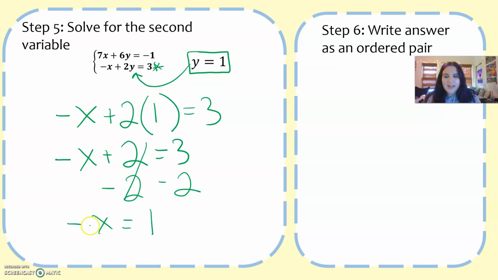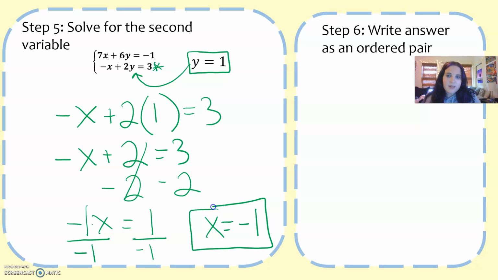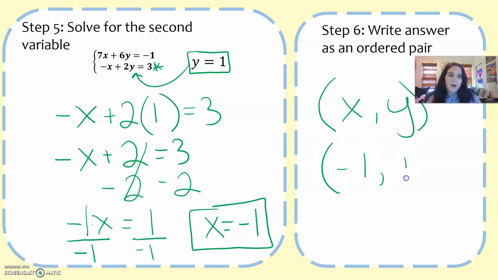And then I still have a negative in front of my x. There is an invisible 1 in front of it. -1x divided by -1. Divide both sides by -1. And x equals -1. -1 times -1 is +1. So now I know that x equals -1. I know that y equals +1. So my ordered pair, x comma y, is -1, +1. System solved.